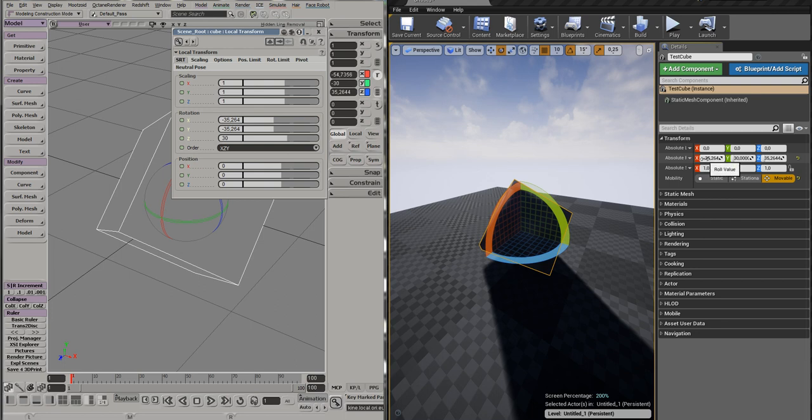Just here it's minus. This is plus 30. It's the same. And here 35.2. So X, Y and Z is switched, and this one is negative, and this is positive.